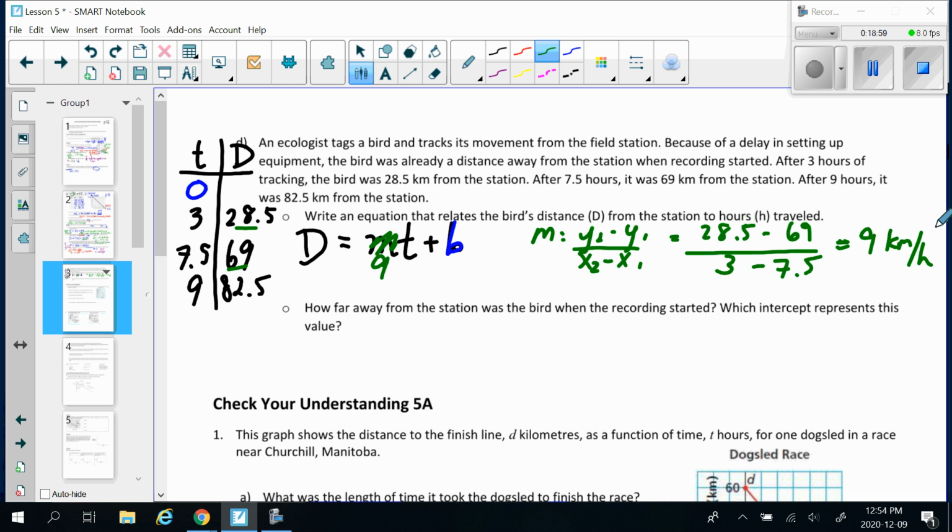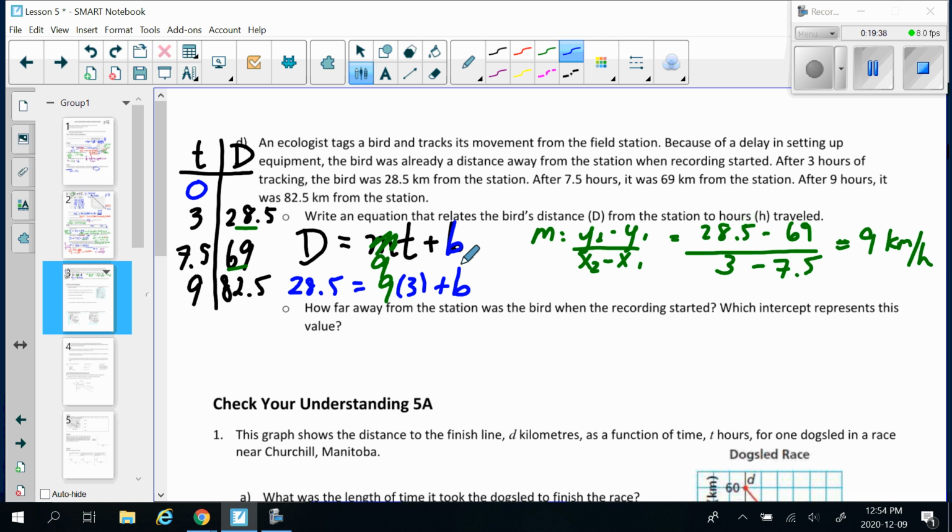But that's still kind of unhelpful because I still don't have B. So to get B, and this comes up in your quiz as well from yesterday, how do I get B when I have everything else? Well, do you have a point? Yeah, I've got 3. We'll pick one of them and substitute this in. Time is 3. Distance is 28.5. I know that this is 9, and this is B. Solve for B. Because if you have the slope and you have a point, you can solve for B.